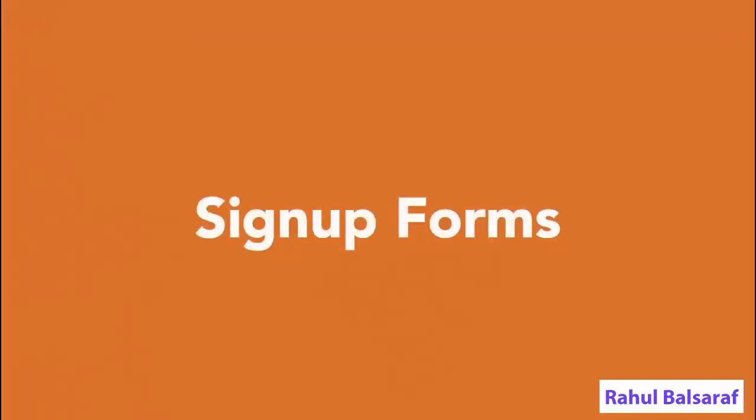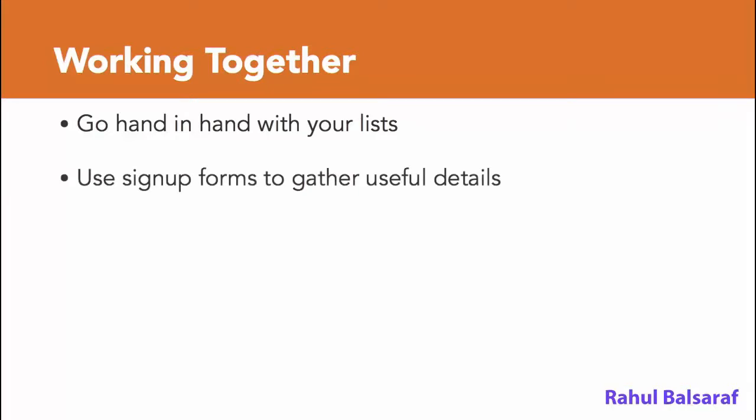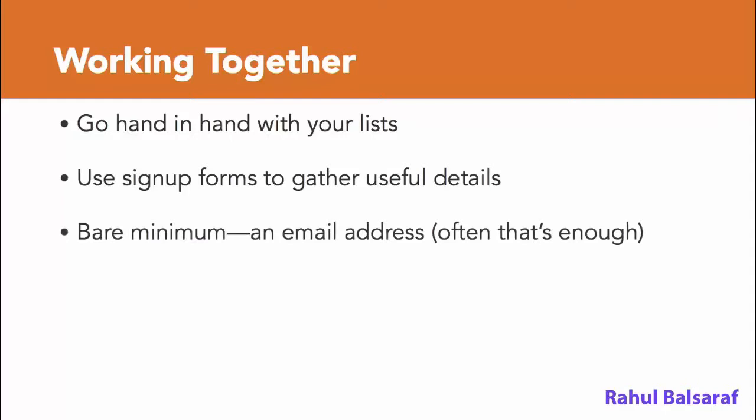Your Mailchimp sign-up forms are intimately integrated with your lists. Specifically, each list has its own sign-up form that can be customized to collect the list data that you want to receive. Subscribers share their information on your sign-up form. In most cases, you need the bare minimum, an email address, but a name is always good so you can personalize the email campaigns.